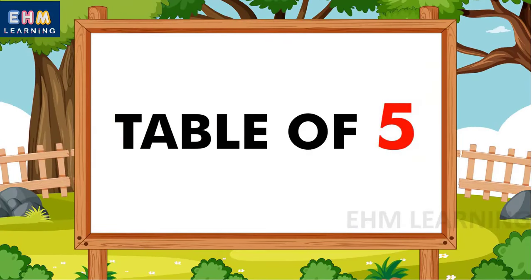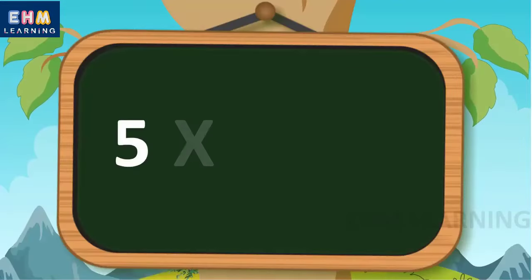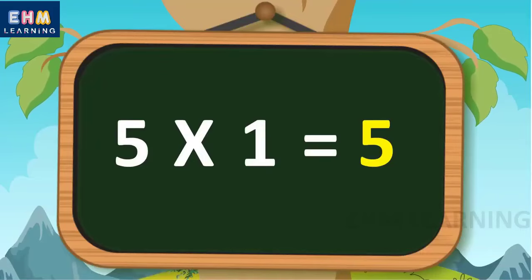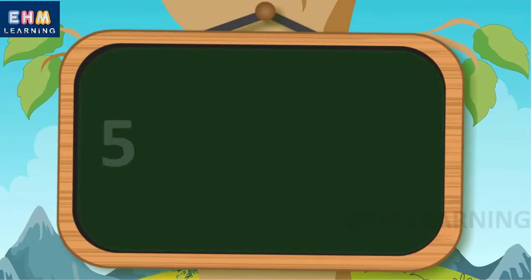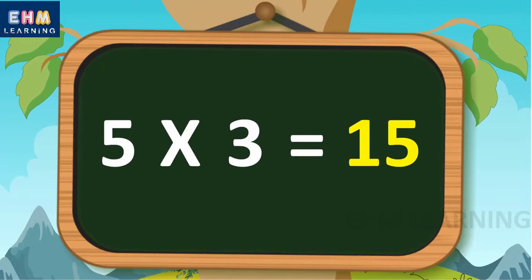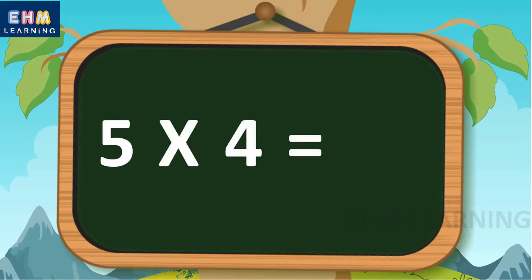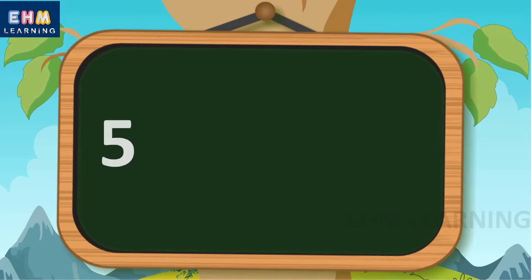Hello, children. Today we will learn table of 5. 5 ones are 5. 5 twos are 10. 5 threes are 15. 5 fours are 20.